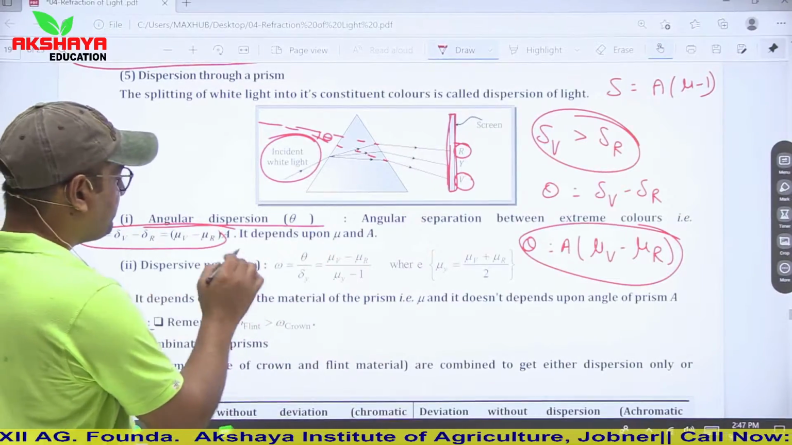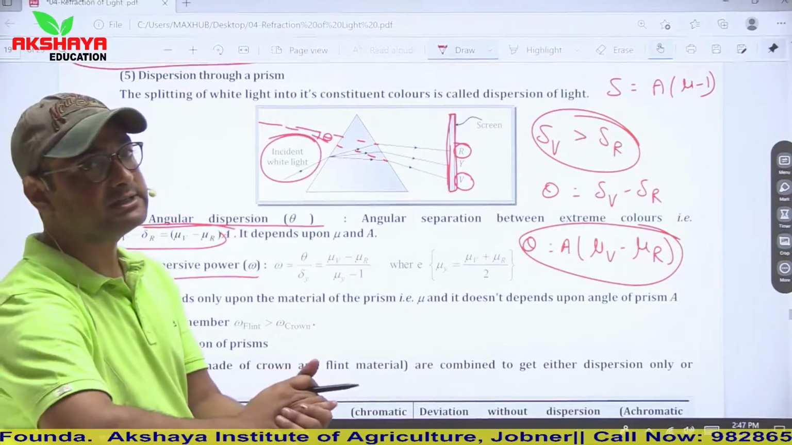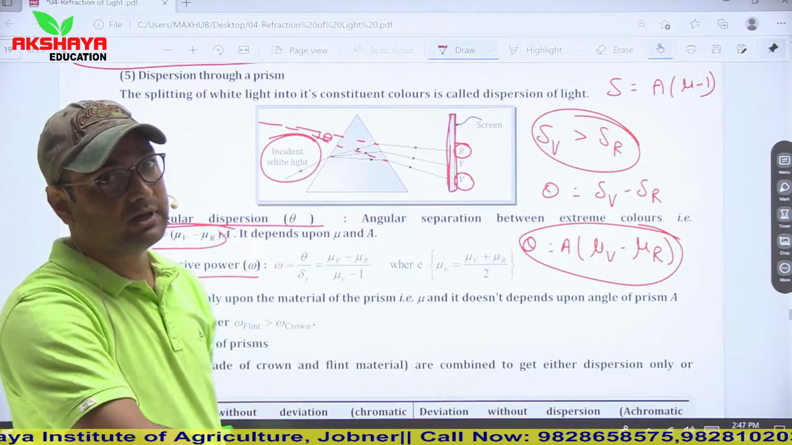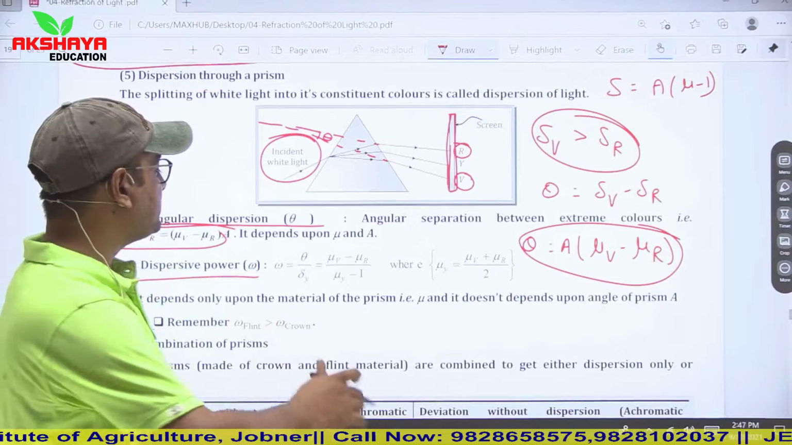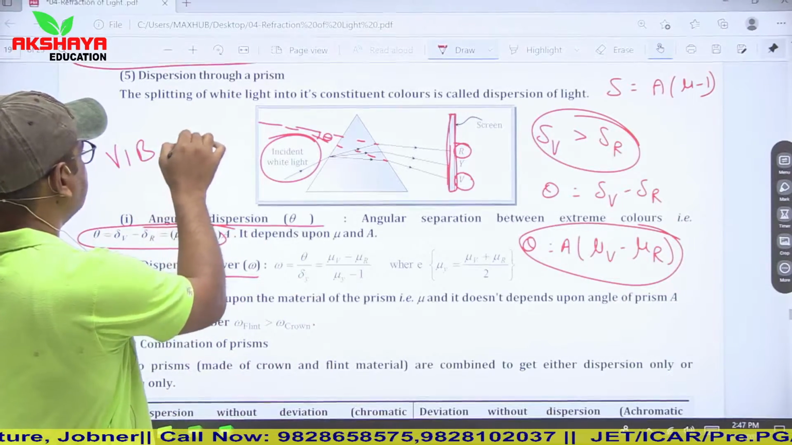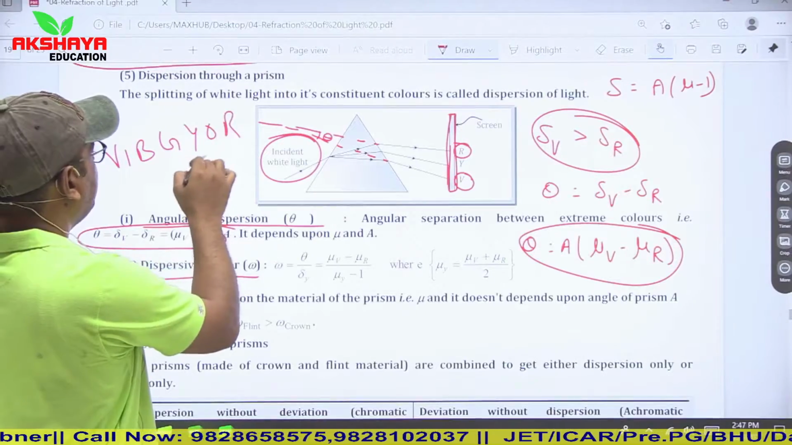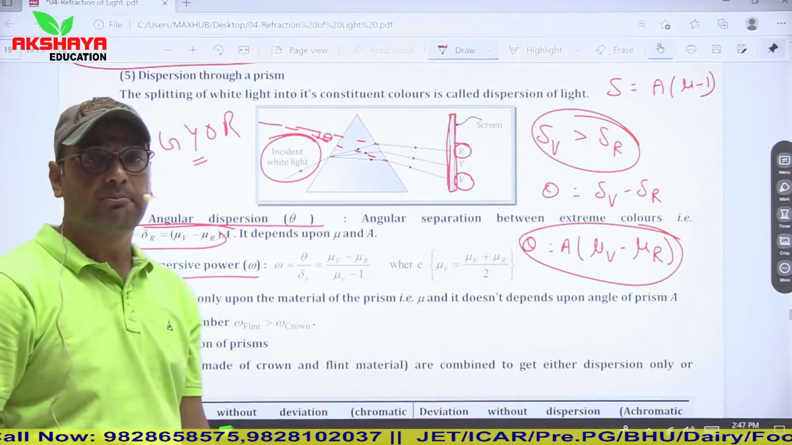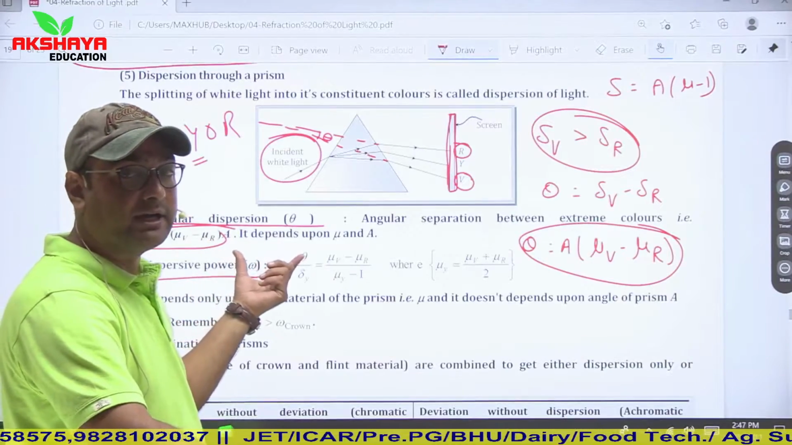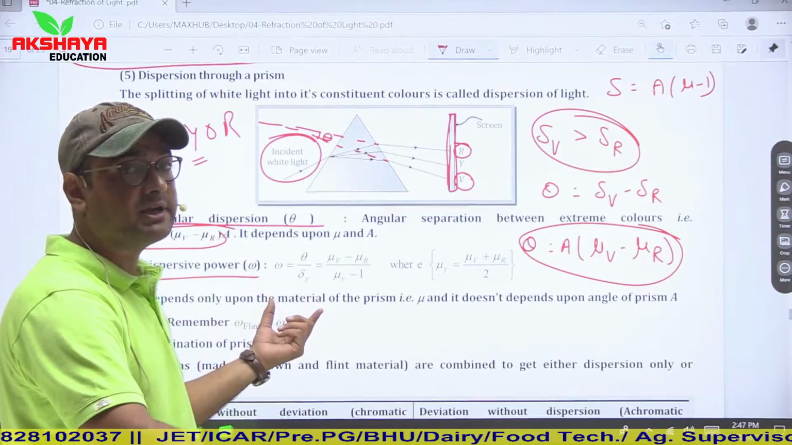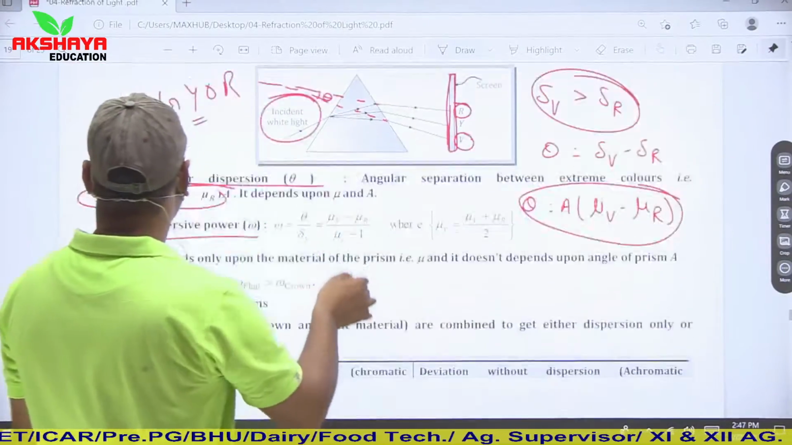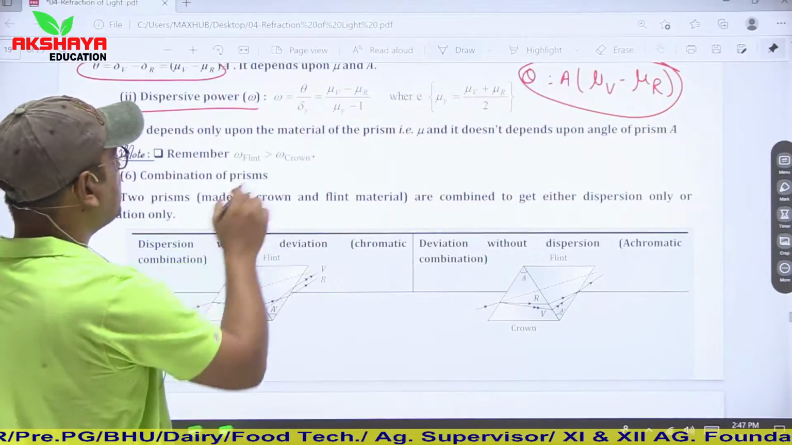Now dispersive power. Dispersive power is the angular dispersion with respect to the middle color. The middle color is generally taken as yellow. So in the VIBGYOR spectrum, yellow color is generally taken as the middle color. So we talk about angular dispersion with respect to the deviation in yellow color, or the middle color. So this is the general concept.